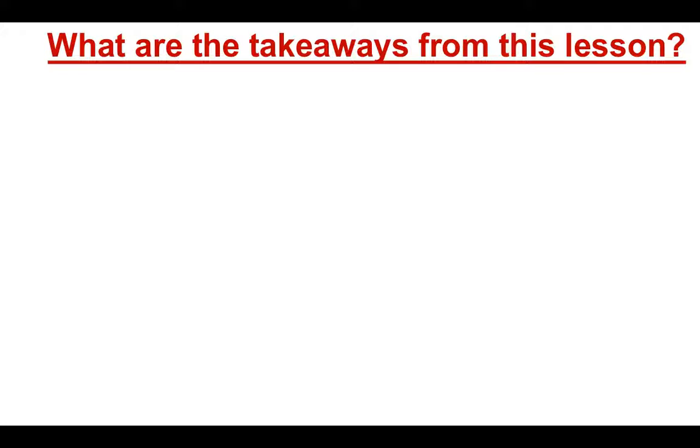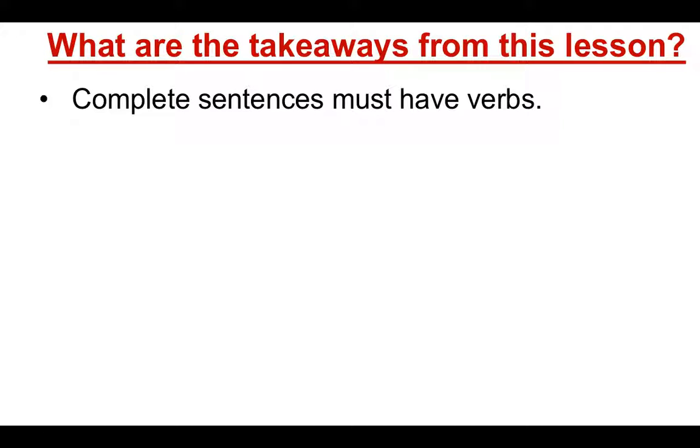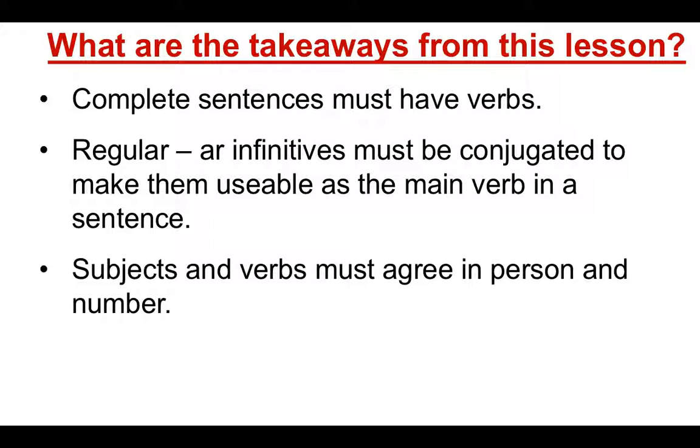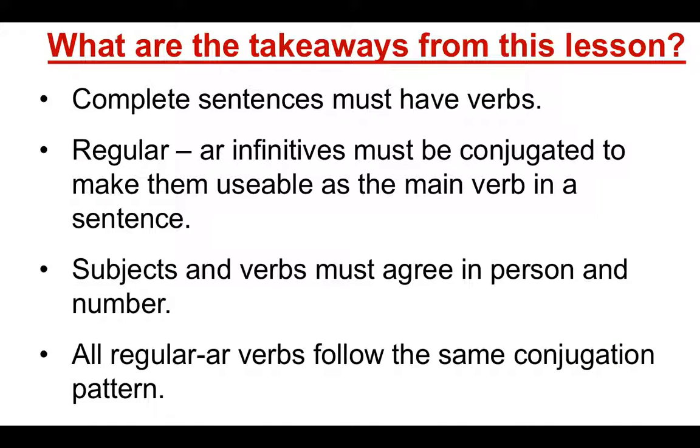So what are the takeaways from this lesson? Complete sentences must have verbs. Regular AR infinitives must be conjugated to make them usable as the main verb in a sentence. Subjects and verbs must agree in person and in number. And all regular AR verbs follow the same conjugation pattern.